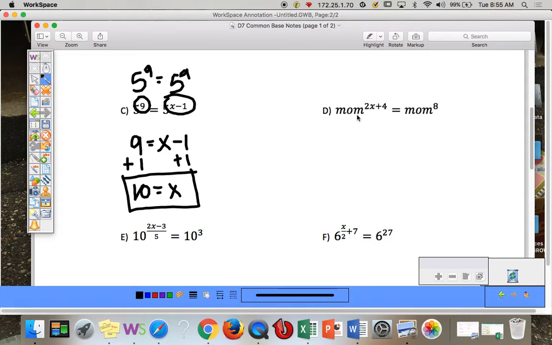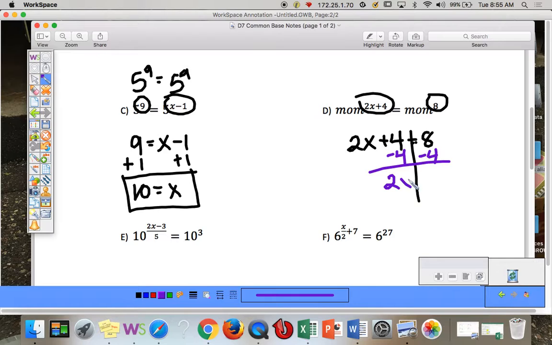Let's look at D. 2 is the base here, and so the exponents have to be equal. What makes 2x plus 4 equal 8? You set them equal. Here we'll subtract 4 from each side first. We'll get 2x equals 4. We'll divide by 2, and we'll get x equals 2. If you plug in a 2 here, 2 times 2, we can check our answer, is 4. 4 plus 4 is 8. So here x is 2.